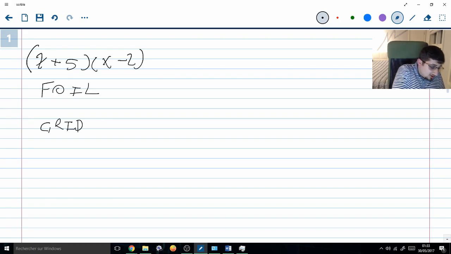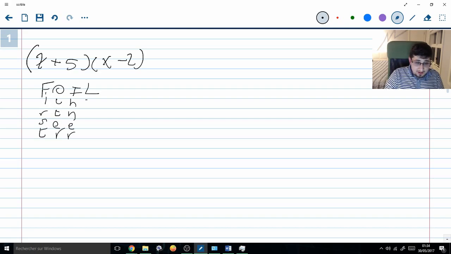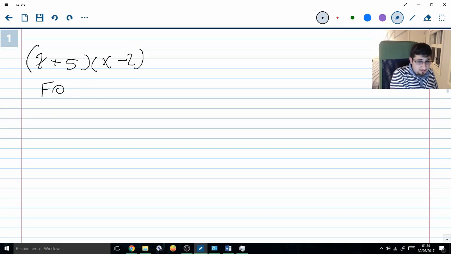For the first one, we'll need to do the FOIL method. And in order to do that, we'll need to recognize that FOIL means first, outer, inner, and last. And what does this mean, you might be asking? This is what it means.